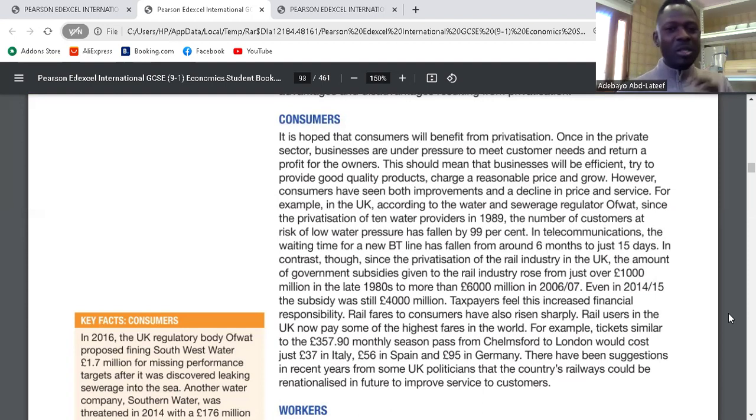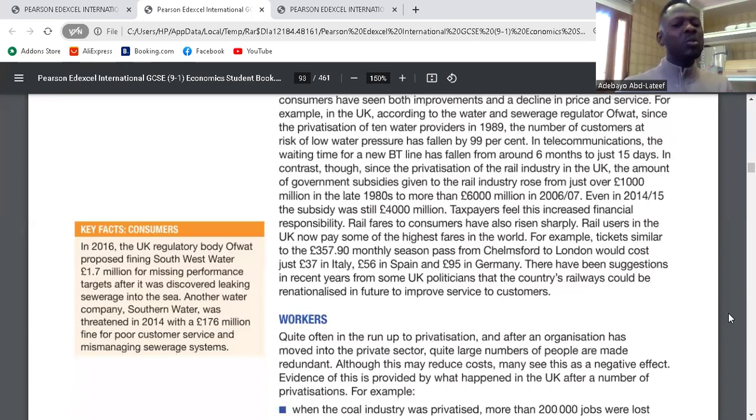That is the point. Any question about consumers there? So consumers will enjoy quality service, affordable prices, but they might also be losing out on information because this is what the businesses will sell. Is it clear? So go to the workers.